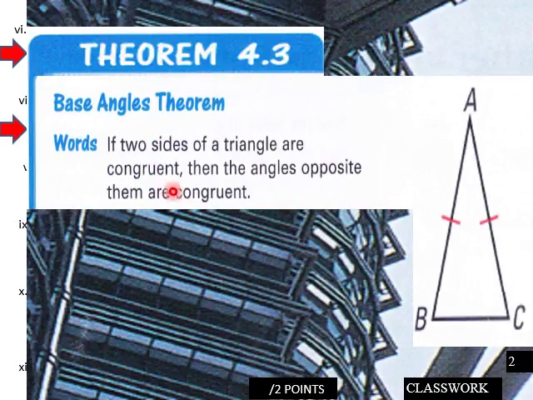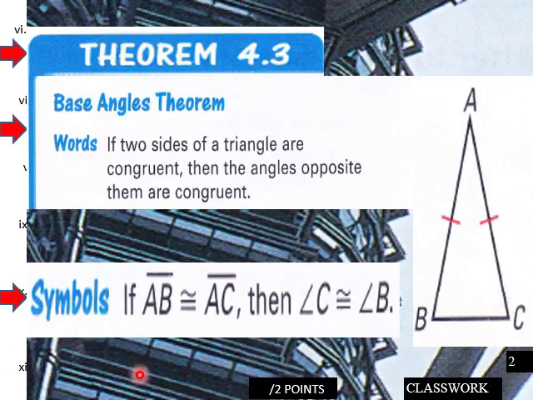Theorem 4.3. If two sides of a triangle are congruent, then the angles opposite them are congruent. So here's our congruent sides. So these angles here would be congruent. So if line AB is congruent to AC, then angle C is congruent to angle B. These two angles here would be congruent.